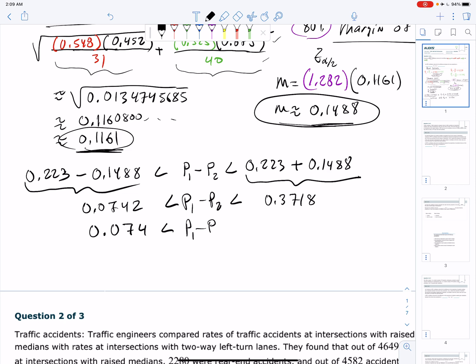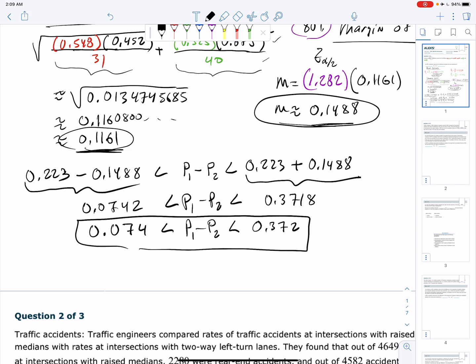The difference of my population proportion from the first population and the second population is going to be in between 0.074 and the upper bound, which is 0.372. And that is my confidence interval. And that's at an 80% confidence level.